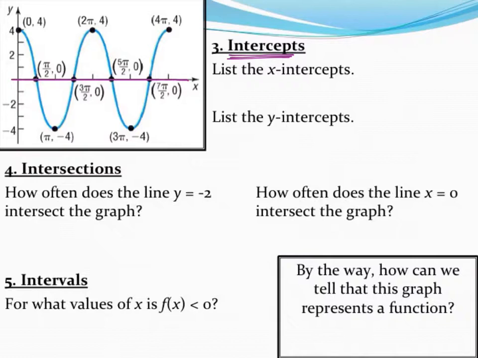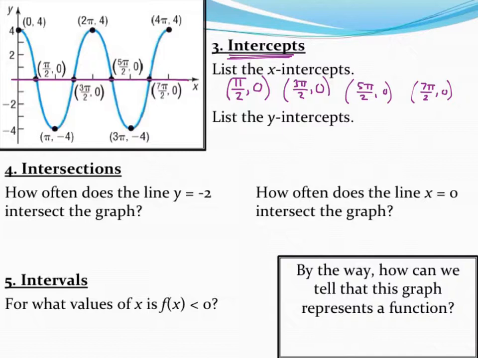So this time I'm just listing coordinates. Again, be careful that we don't mix up coordinates and interval notation. So the points where the graph crosses the x-axis are pi over 2, 0. I've got 3 pi over 2, 0. And if I list them all out, I have 5 pi over 2, 0, and then 7 pi over 2. Now you'll notice all of my x-intercepts have a y value of 0, and it makes sense. If I am touching the x-axis, I'm not moving up or down at all for a y value.